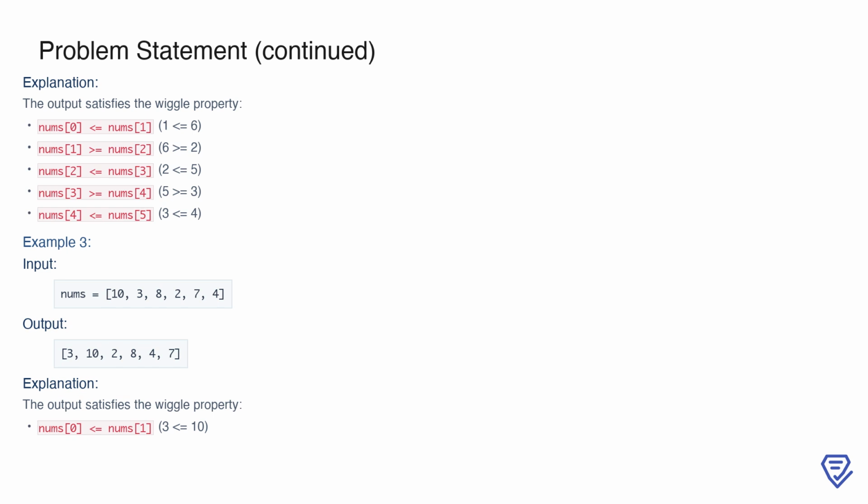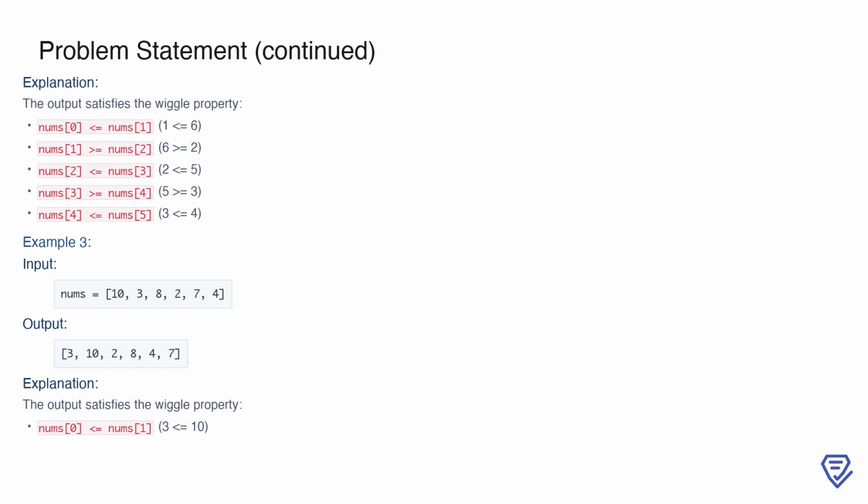The first pair, nums[0], is 1, which is less than or equal to nums[1], which is 6. Then, nums[1] is greater than or equal to nums[2], which is 2. Similarly, nums[2] is less than or equal to nums[3], nums[3] is greater than or equal to nums[4], and finally, nums[4] is less than or equal to nums[5]. This pattern holds throughout the array.